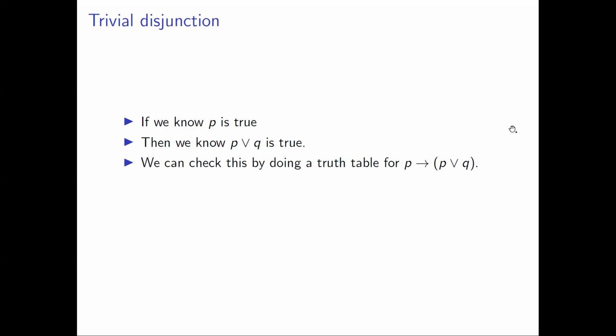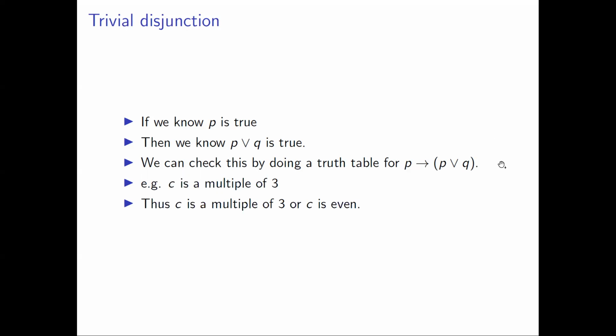And like the others, this is something that we can check with a truth table. This one will have 4 rows. Every row will have a T in the column for the proposition P implies P or Q. For example, suppose we know C is a multiple of 3. Then we can conclude with the trivial disjunction that C is a multiple of 3 or C is even.